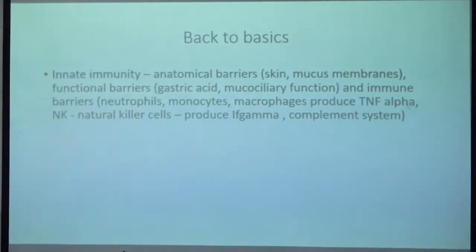Just to go through some things very simple. You have innate immunity, and you all know there are anatomical barriers, there are functional barriers of different kinds, and of course there are also the immune cells which are part of innate immunity, and we all know this very, very well. Macrophages produce TNF alpha, the natural killer cells produce interferon gamma, and there is a complement system. All this is part of innate.